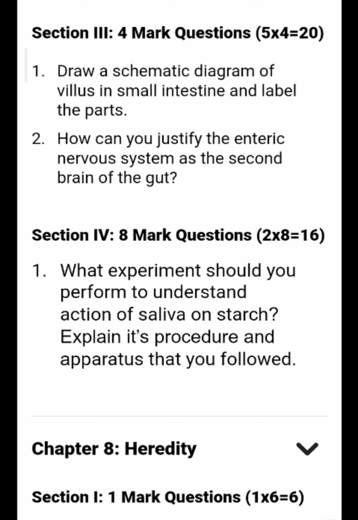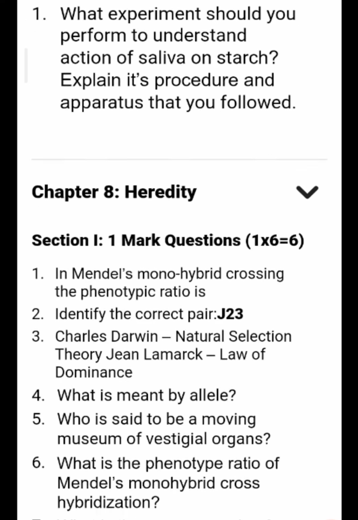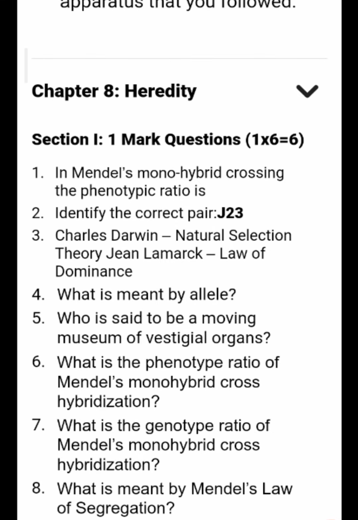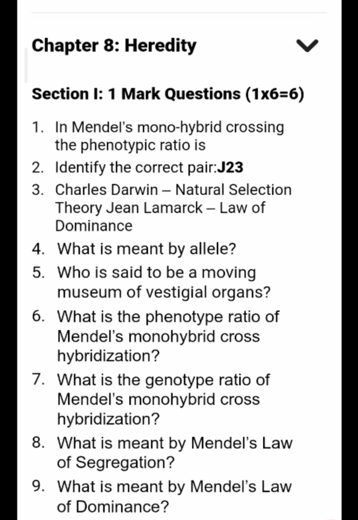How can you justify the enteric nervous system as the second brain of the gut? Next, 8 marks questions. What experiment should you perform to understand the action of saliva on starch? Explain its procedure and the observations that you followed. Next, chapter 8, Heredity. 1 mark questions.